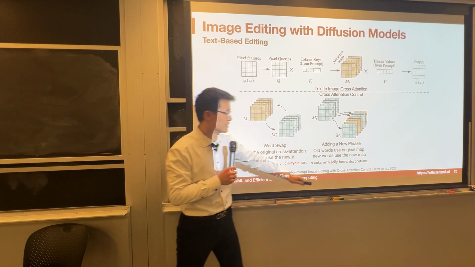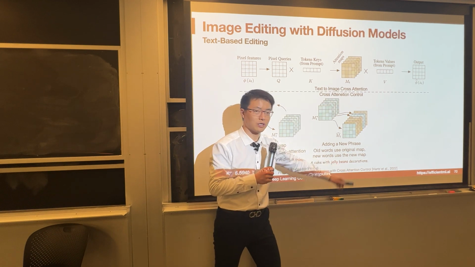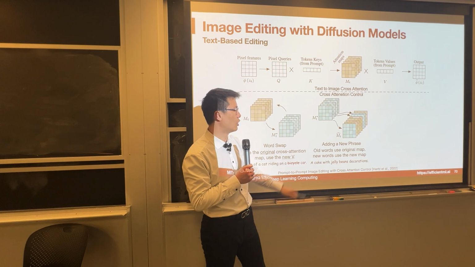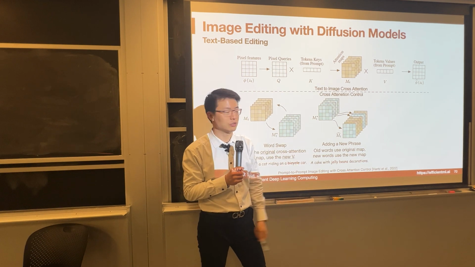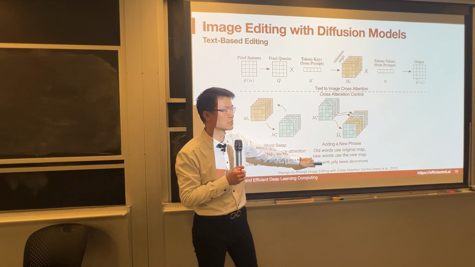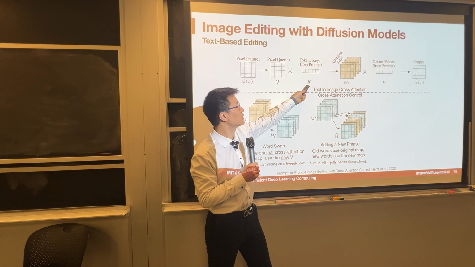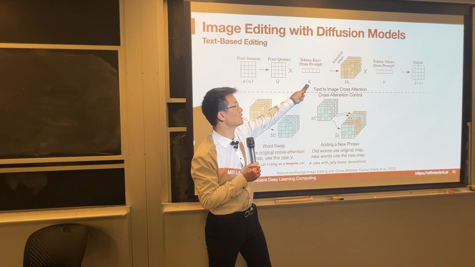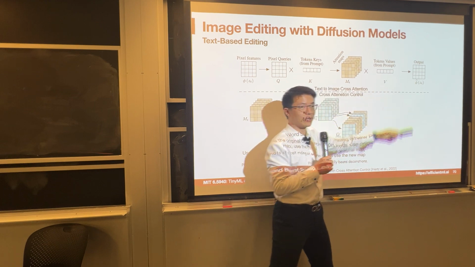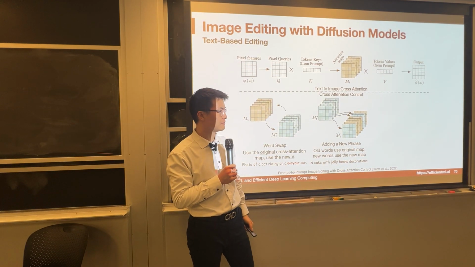What about this case? Adding jelly beans to the decorations, adding some words. So here we add a new phrase. The old words will use the original cross attention map, and the new words use the new map. With a longer number of tokens in the key, the attention map has more channels. The V also has more, so you have a couple of new attention maps.